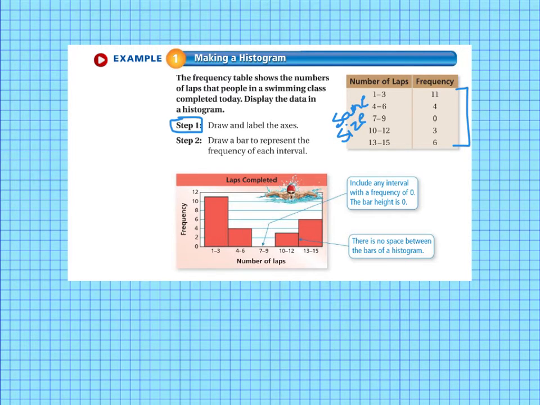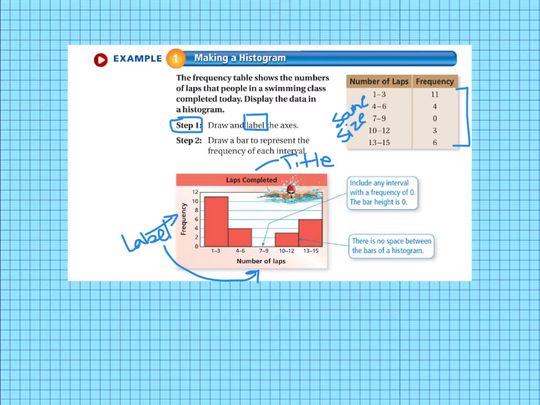So we draw and label the axes. Labeling the axes is really important. You need to have a title, just like any other graph. It needs to have a title, and you need to have these labels. So the label for the y-axis is always going to be frequency. But then the label for the x-axis is going to vary because you're not always counting number of laps. It depends on what you're counting.